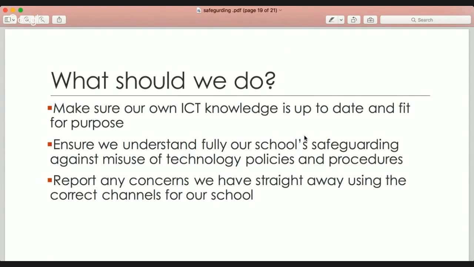Be proactive. Don't leave it to someone else to do. It's everybody's responsibility to make sure our children are safe. Everybody who works in that school has the responsibility to make sure that the children are safe. It's not the other person, or it's not the teacher, or it's not this person. It's everybody's responsibility.